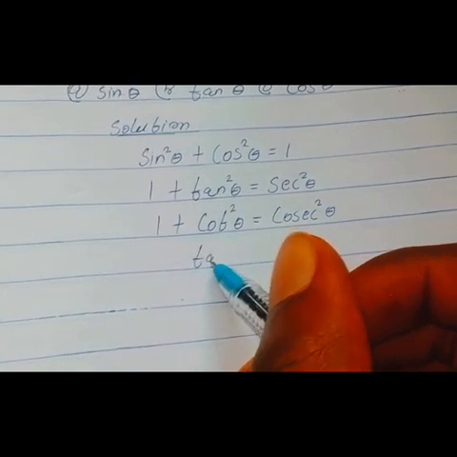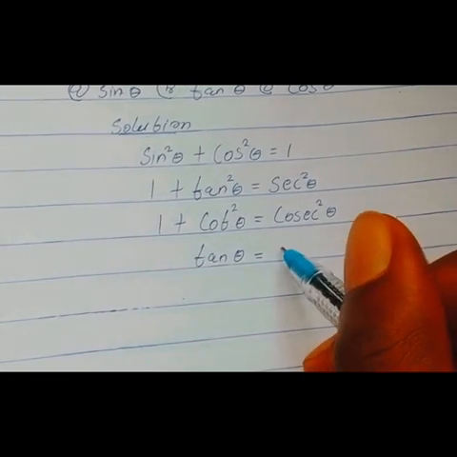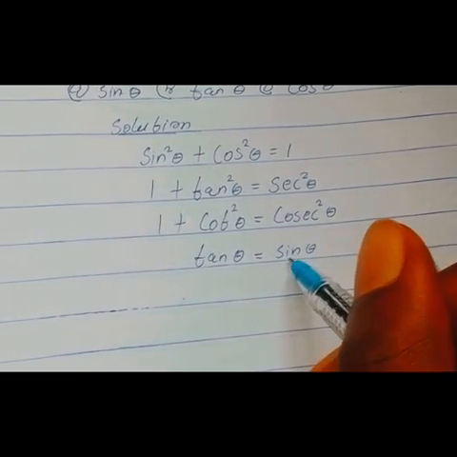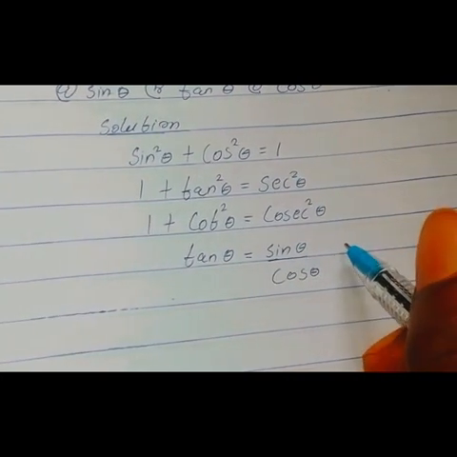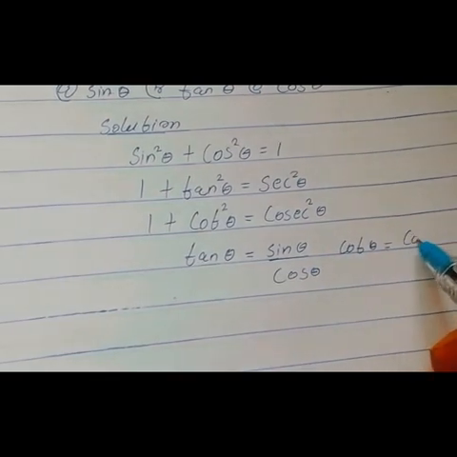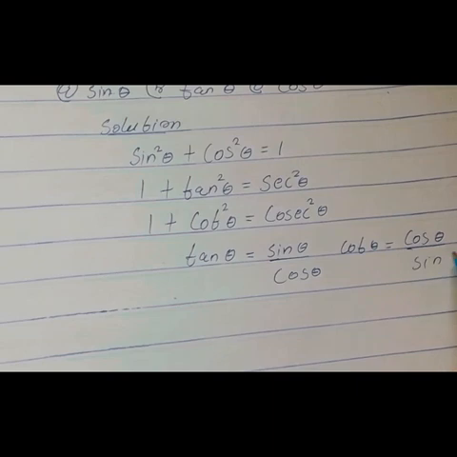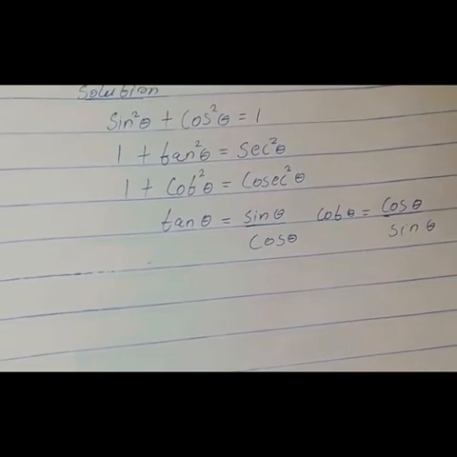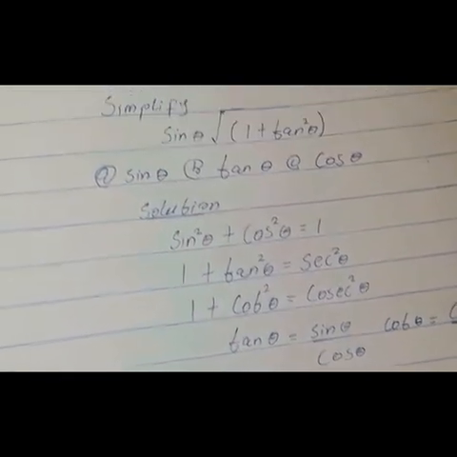Tan theta equals sine theta over cos theta. And then cot theta equals cos theta over sine theta. So these are the identities we have. Can you see that? Now from here, check the question.